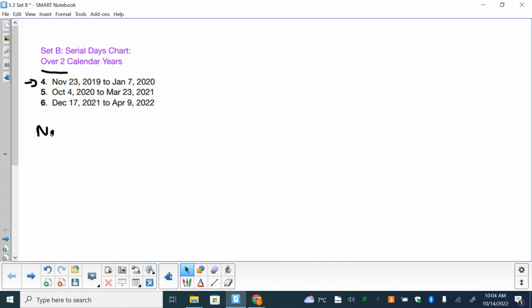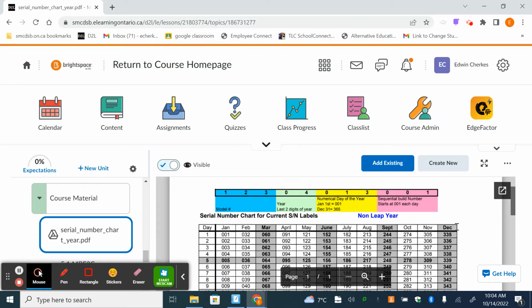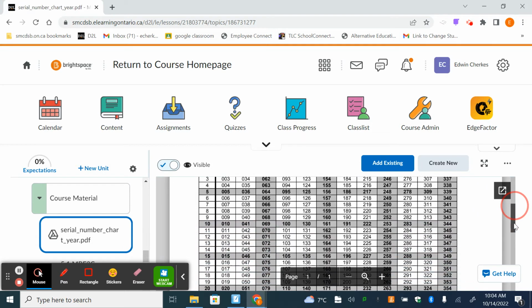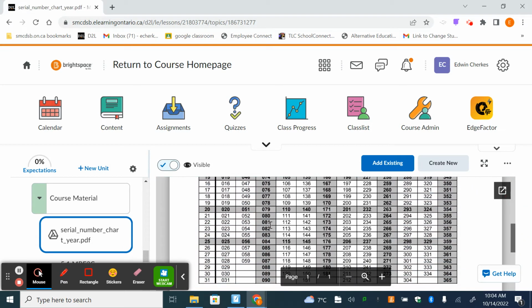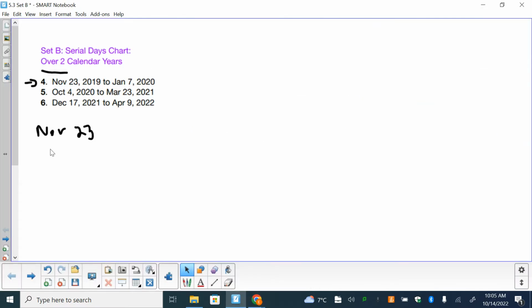So I'm going to look at November 23rd and look at our serial chart. So if I look at the serial chart and I look up November 23, so 23 is here. November was this second last column. So that's 327 days. So I'm going to write that number down first. So 327.